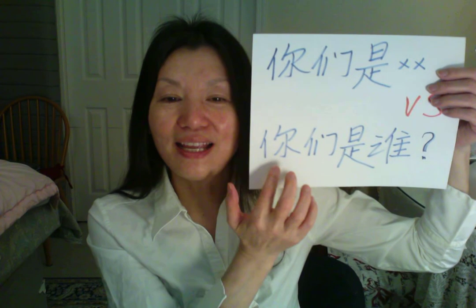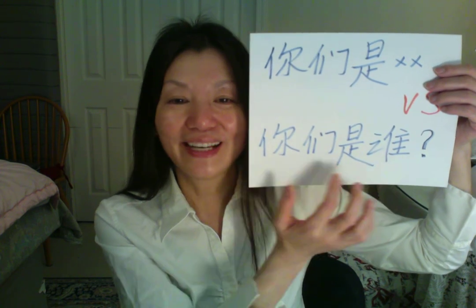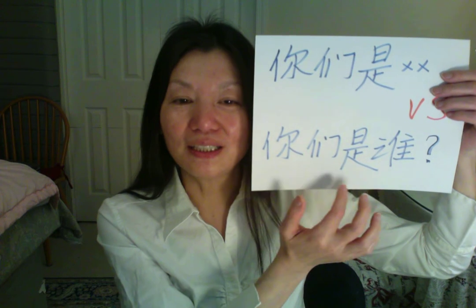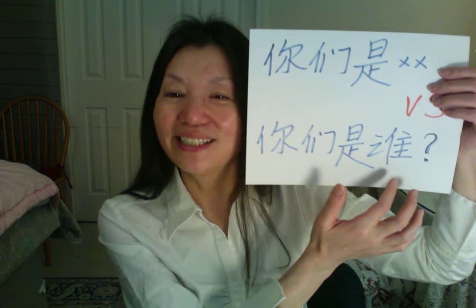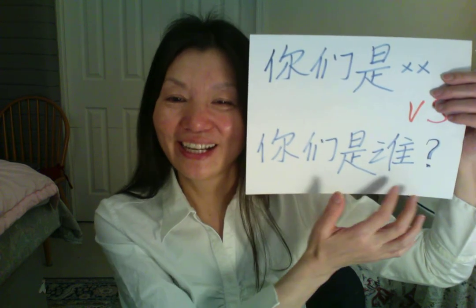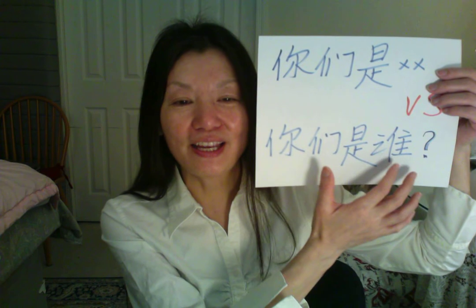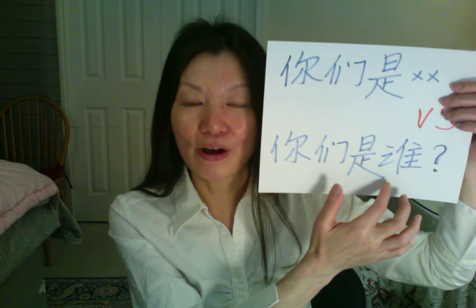Okay, here. 你们是, I don't know. Who you are, right? 你们是谁? Who you are. If you do not know, remember to plus the 谁, who. Okay, you see the next one here.